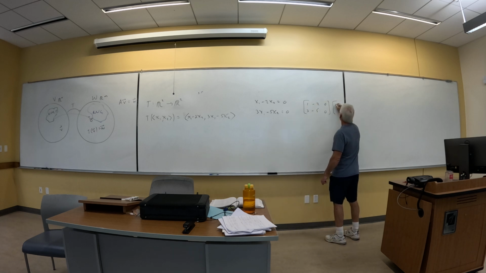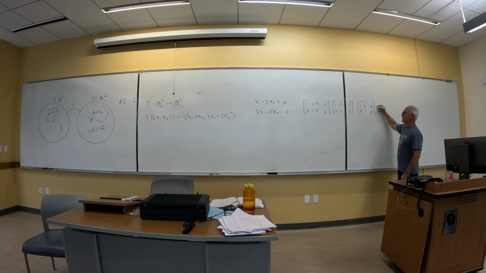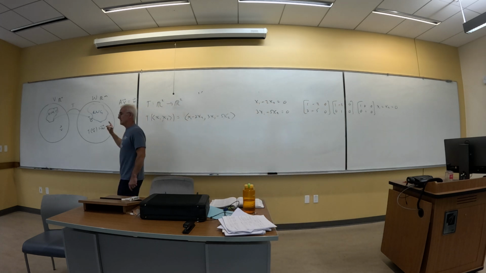So, -3 of these plus this, -3 of these plus this, boom. And now let's do 2 of these plus this. Looks like x1 equals x2 equals 0 is the only solution. Great. What can I now say about T?